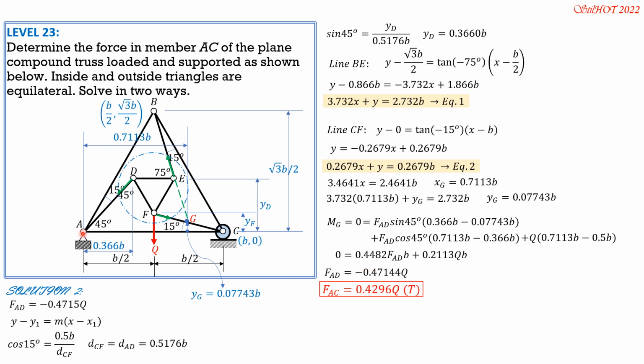We isolate joint A, then set summation of vertical forces to solve for FAB, then summation of horizontal forces to solve for FAC. So this is now the details, because I have now the pointer, and I hope you follow the solution.